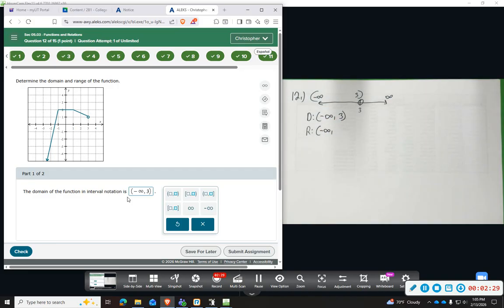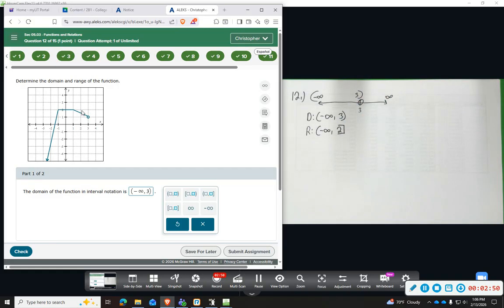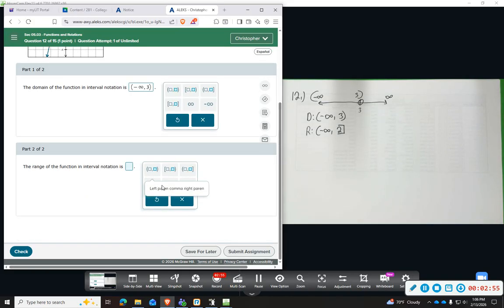And then how high does it come? The highest point, not the end point, but the highest point. The highest point is right here, this little horizontal line, and that goes up to a height of 2. Now, since it's a solid line, we actually reach 2. We have a value of 2. So our 2 will be in a square bracket. And so when we get to the range, we want to pick the one that has a parenthesis on the left, a square bracket on the right: negative infinity up to a height of 2.